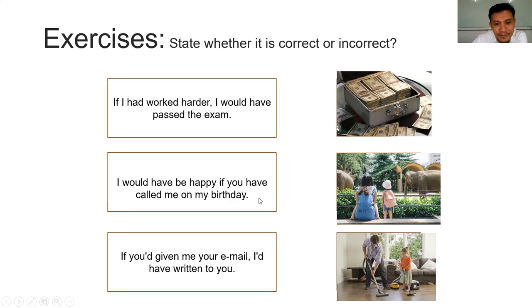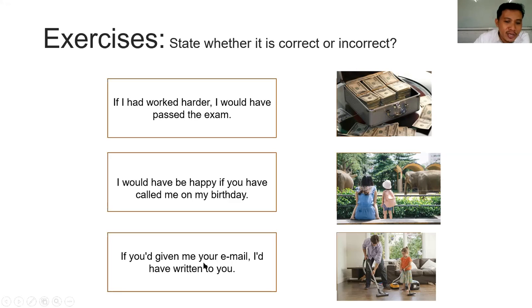Number 2. Amanda, please. For me, number 2 is incorrect because of the word I would have be. It shouldn't be be, but it should be been, because after have it should be the verb 3, and the verb 3 of to be is been. Okay, very good. That's right. I would have been happy if you had called me on my birthday. So this sentence is incorrect because it is using be after have. It's supposed to be been. Amanda, thank you.